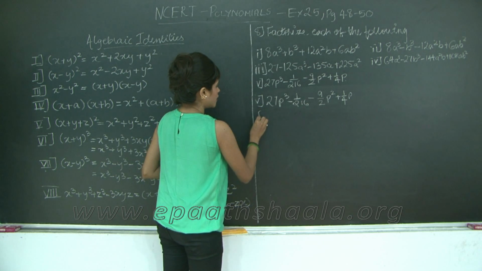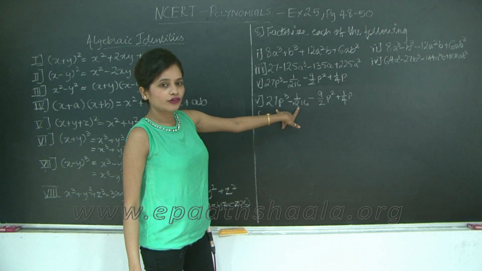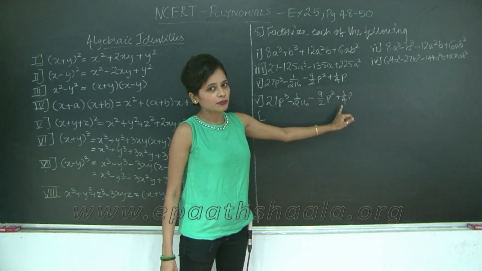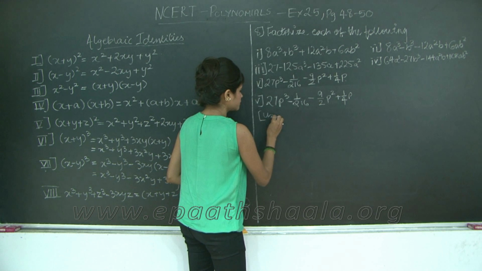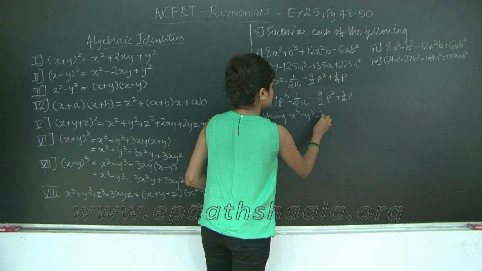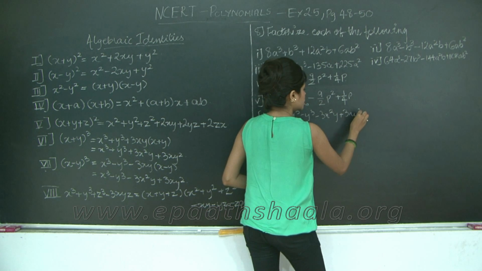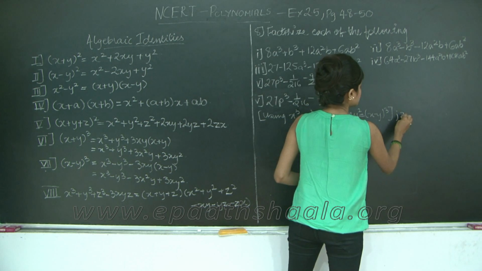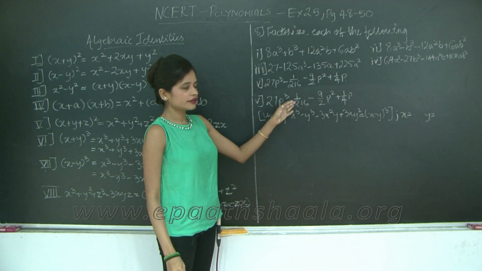So which identity am I going to use here? You have the first two terms as cubes, then you have p square and p with alternating negative and positive signs. So again I am going to use my identity number 7, x cube minus y cube minus 3x square y plus 3xy square is equal to x minus y the whole cube. We will find our values for x and y and substitute them in the identity for this question.